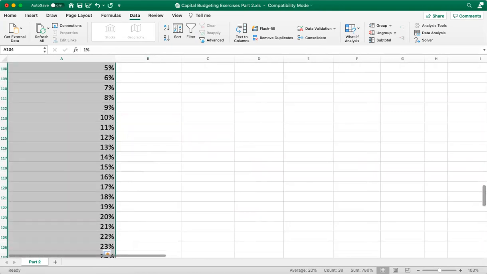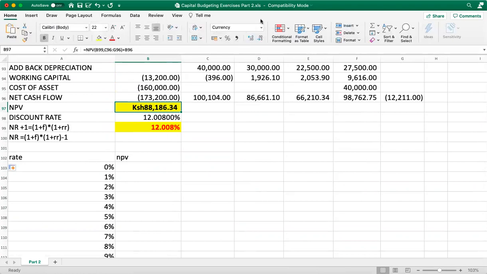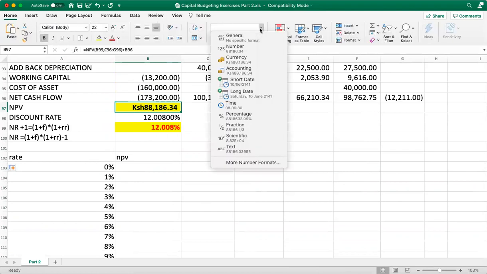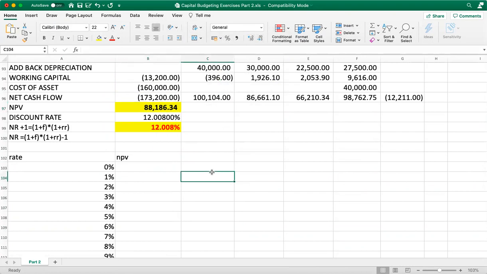Then I come here and say, okay, which formula gave me the NPV of 88,186. This is in dollars. Disregard what it is showing there. It is in dollars. So you can go to currency here and change it to number, so that we discard the KS. Those our figures are in dollars. So $88,186.